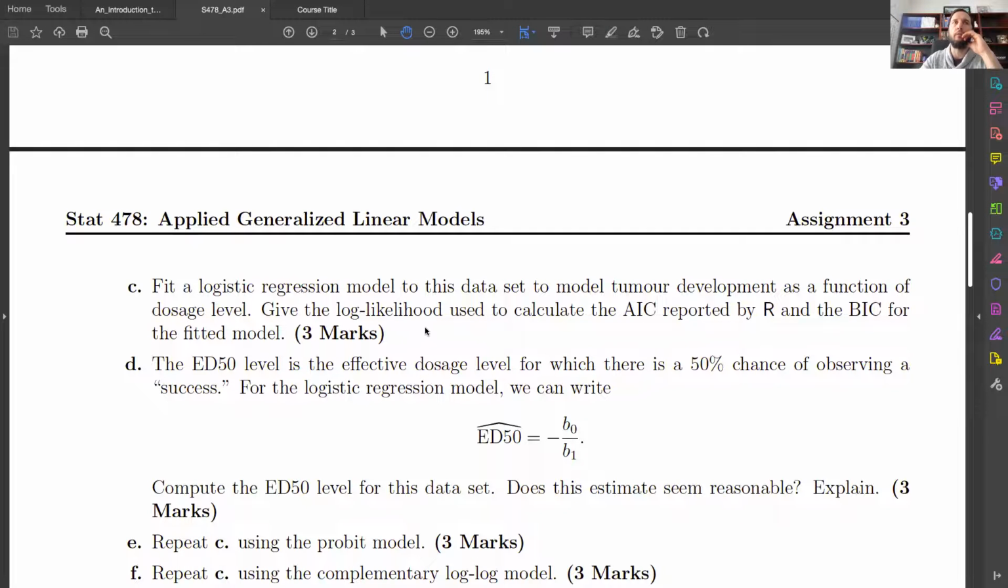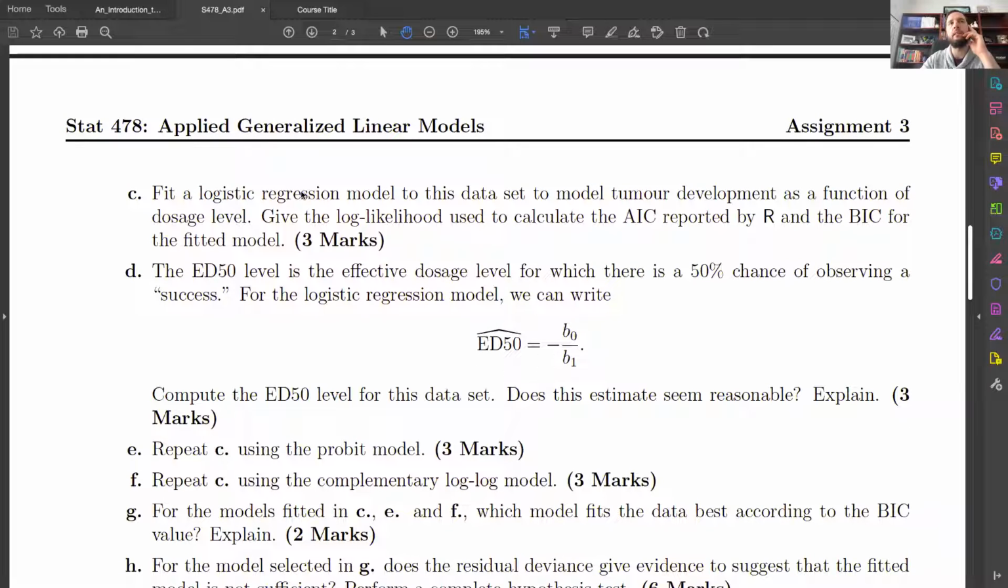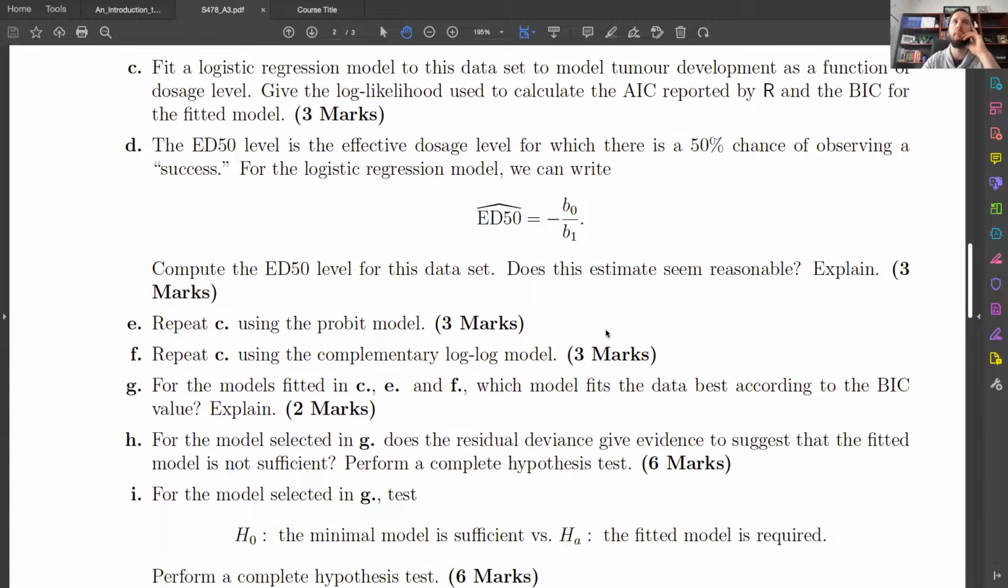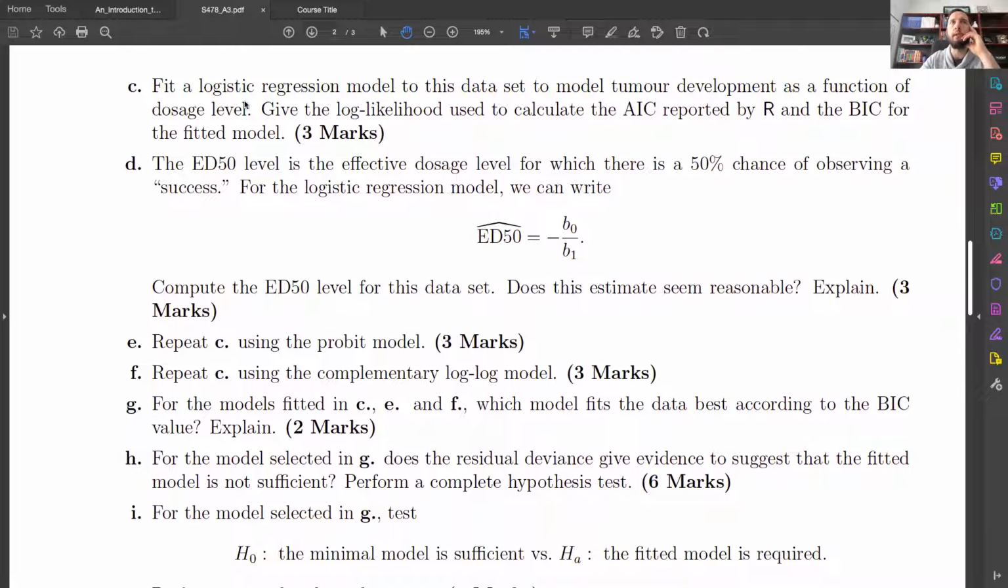Okay, so that's worth 3 marks, 1 for fitting, 1 for each of the results. This is in particular, and you're fitting a logistic regression model here. In part D, you're using that output to calculate an estimate of the ED50 and then interpreting this value. In part E, you are repeating part C for the probit model. Okay, so you're refitting and recalculating those 2 values.